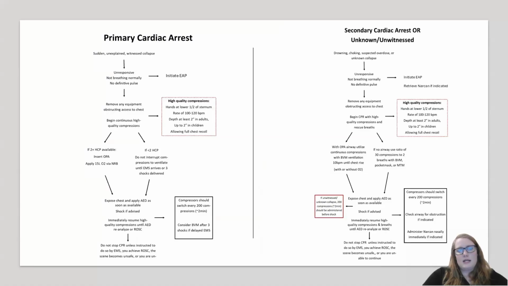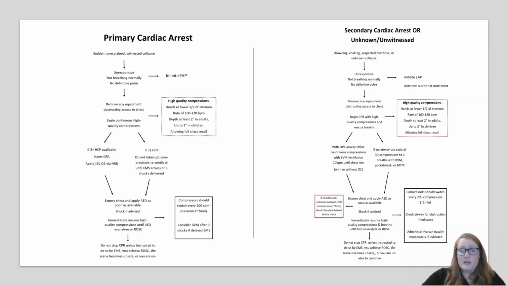And this is just an example of an algorithm decision tree based on the type of cardiac arrest. Because again, as healthcare providers, we're allowed to change our algorithms based on the suspected cause of cardiac arrest. And this is just an example, but if we're talking about primary cardiac arrest, it's our sudden unexplained witnessed collapse. They're unresponsive, not breathing normally, no definitive pulse. We recognize that it's cardiac arrest. We initiate our EAP, we send someone to go get the AED, and we call EMS.